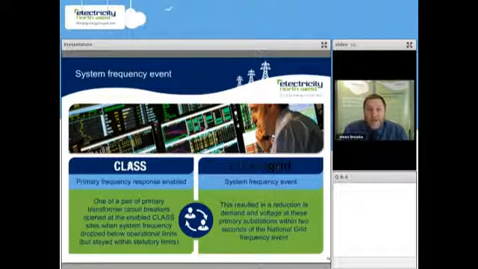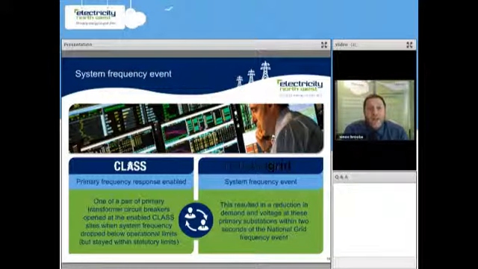The secondary frequency response is a slower response. Basically, if the frequency falls below 49.8 Hz, all the 60 transformers in the trial will tap down by 5%. This will give us a voltage reduction, which in turn will give us a demand reduction, which will help support frequency. The primary frequency response is only on 10 of the CLASS sites, so it only works on 10 sites.